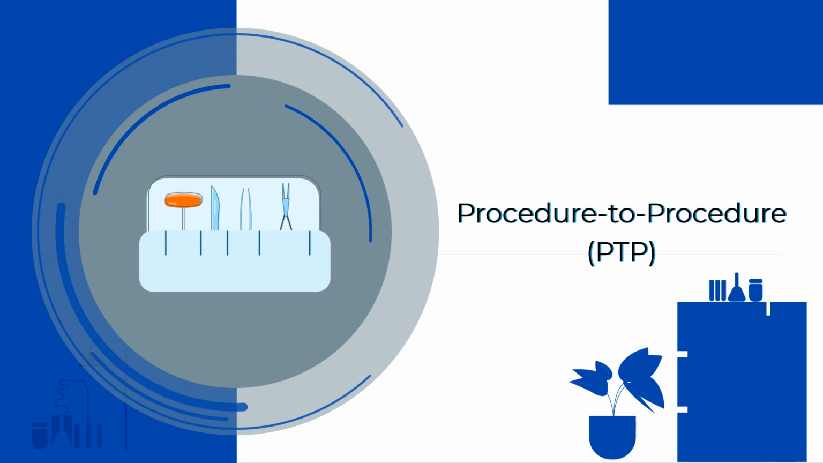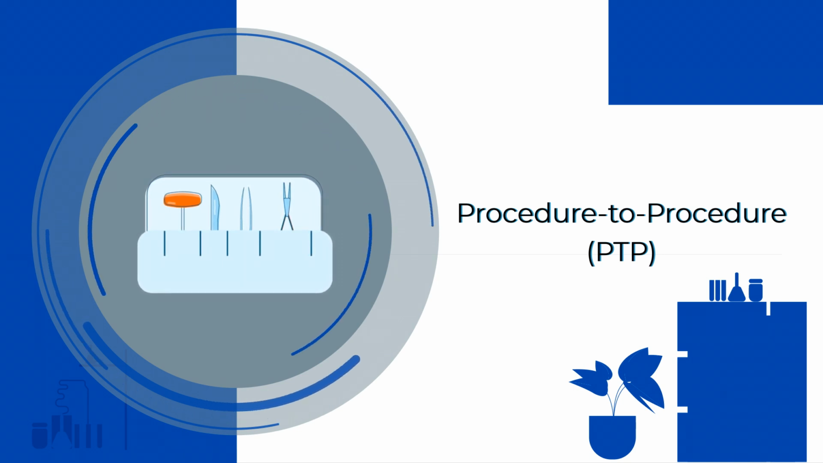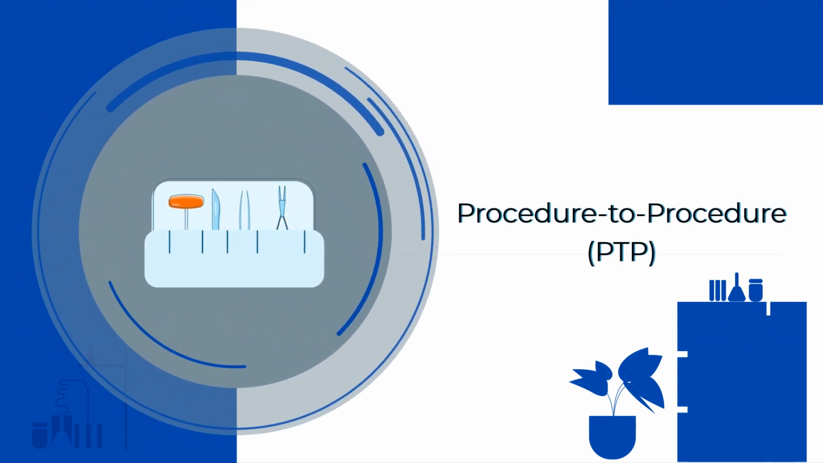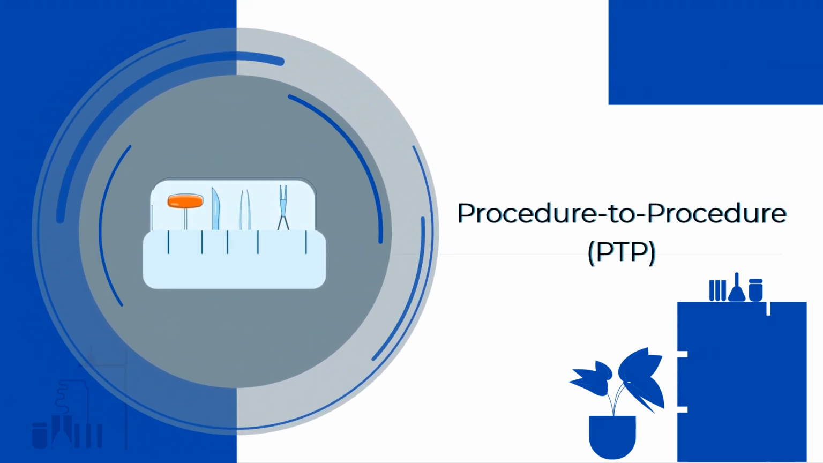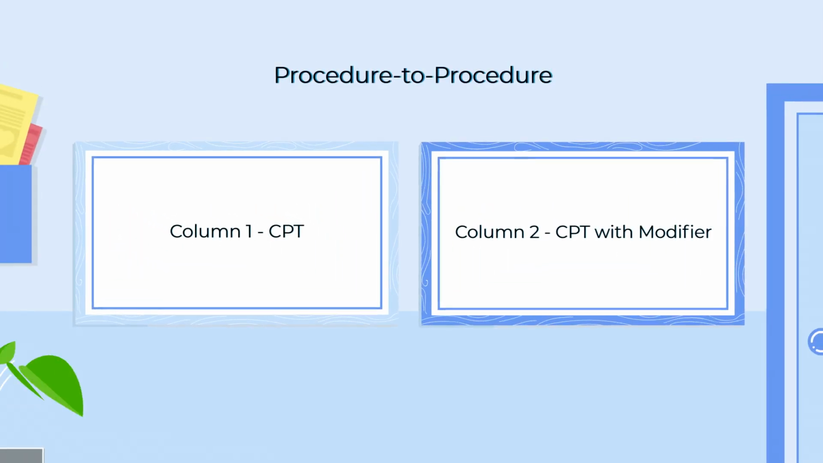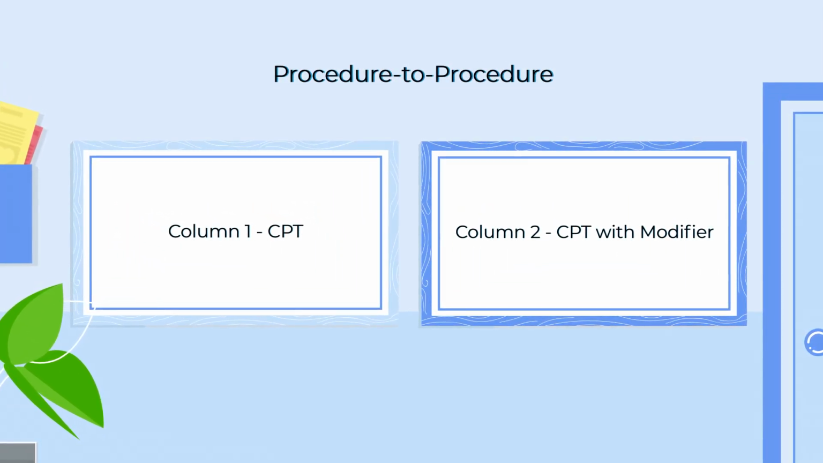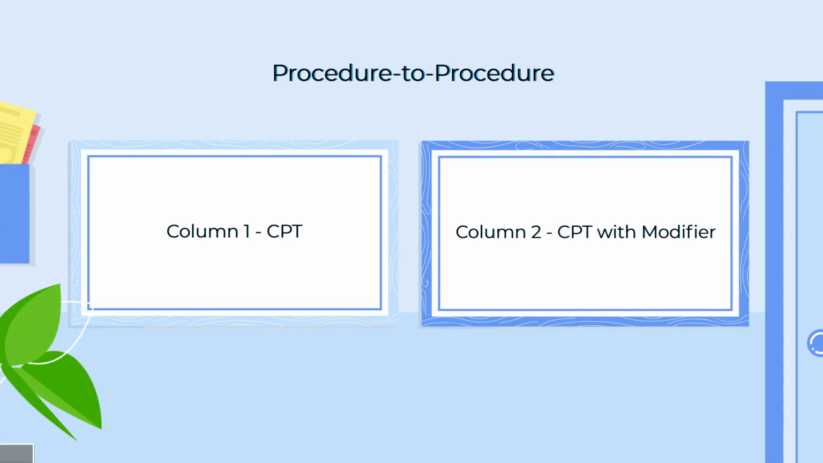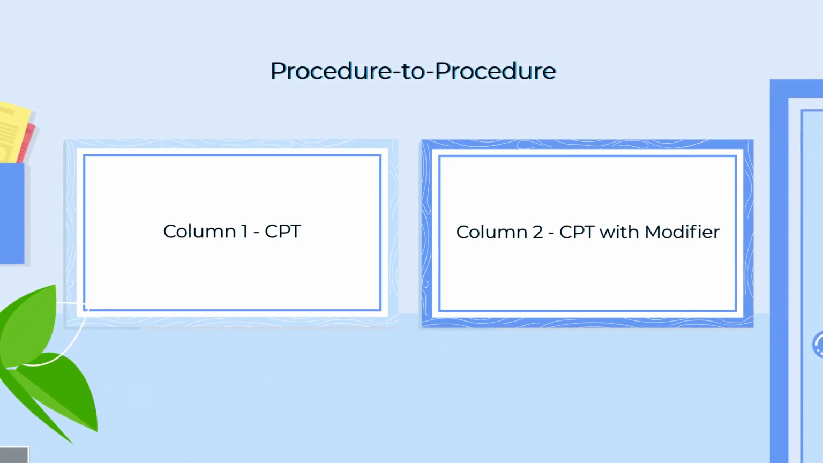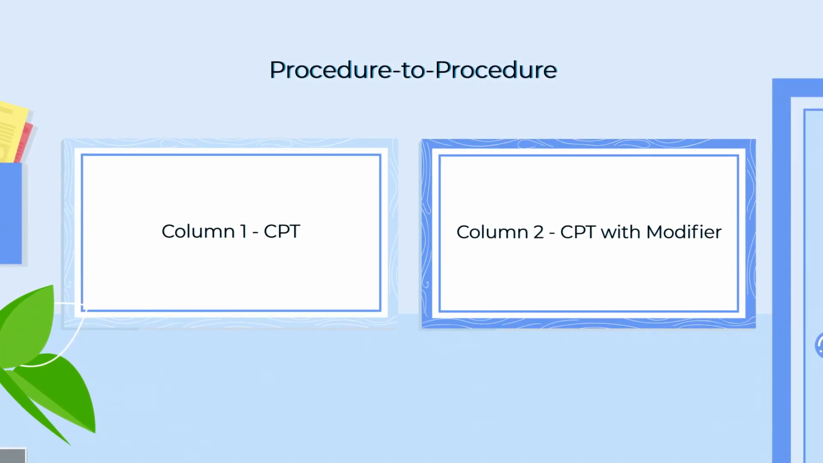From the ER example in Module 2, Section 5, a 1-view chest X-ray and a 2-view chest X-ray performed on the same day would be a procedure-to-procedure edit, resolved by adding the modifier XE to the 1-view chest X-ray. Each procedure-to-procedure edit includes 2 codes, Column 1 and Column 2. Column 2 isn't paid unless a valid modifier like 26 or XE is used and clinically supported.